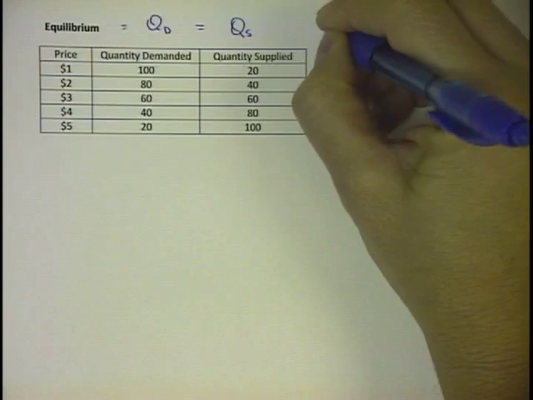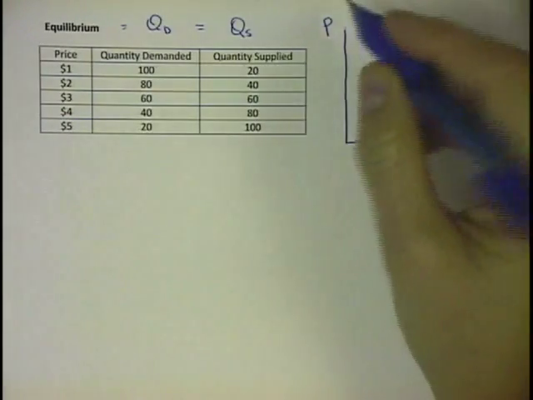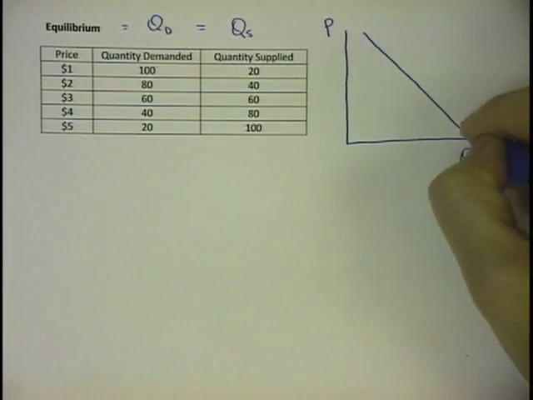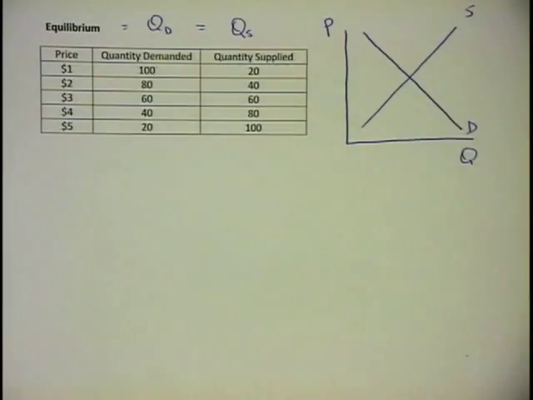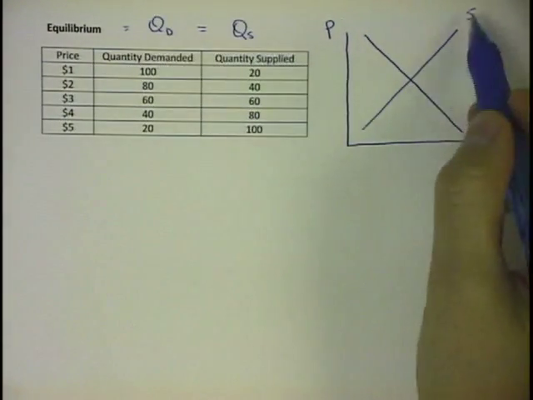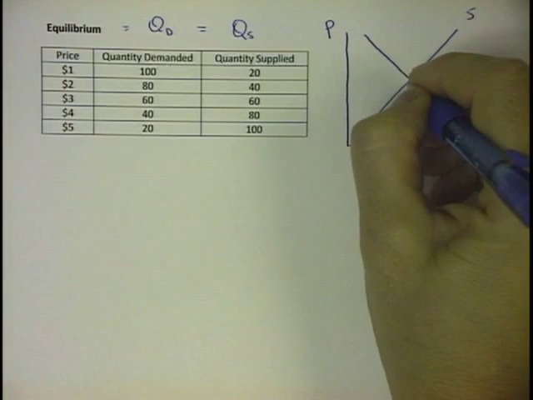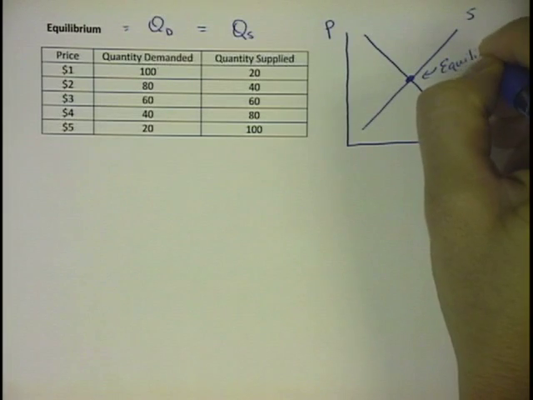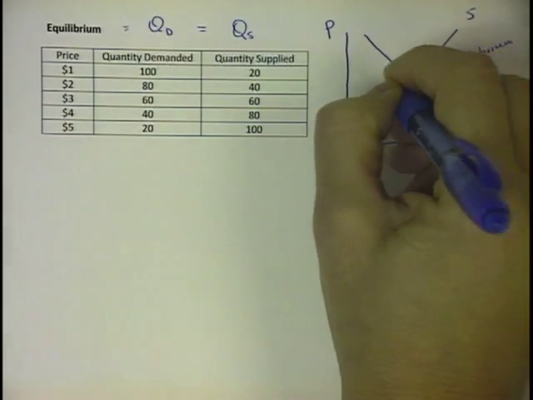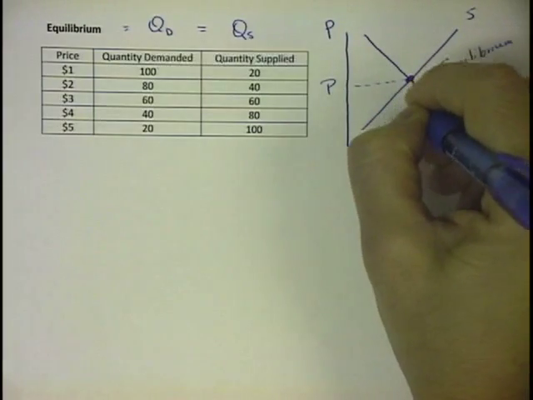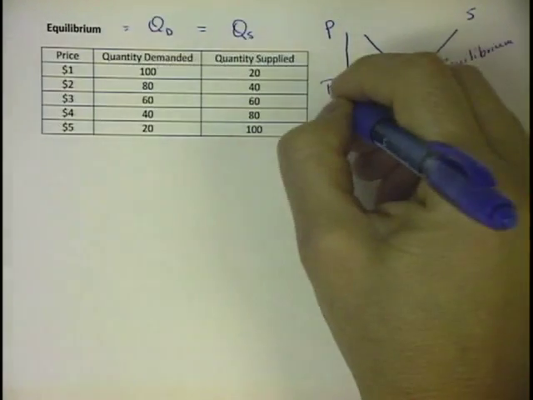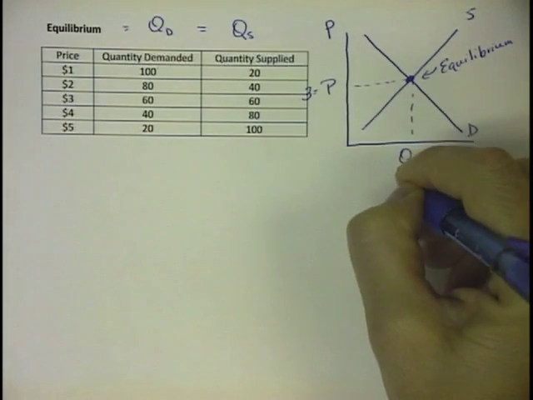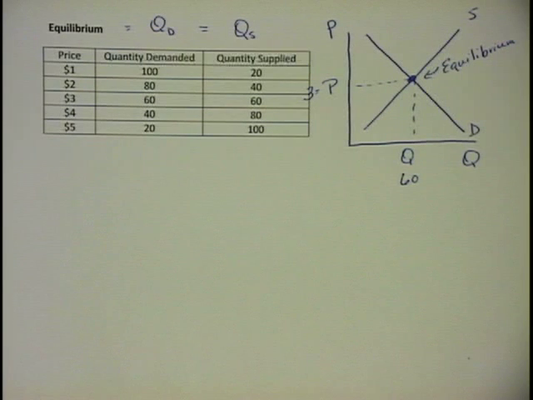Okay, so we have price here. We aren't going to write out price and quantity every time, we'll just label them P and Q. We know our demand curve is downward sloping and our supply curve is upward sloping. The point where the demand curve and the supply curve intersect, that's our equilibrium, where quantity demanded equals quantity supplied. That's our equilibrium price and equilibrium quantity. In this case, it's $3 and 60 units.